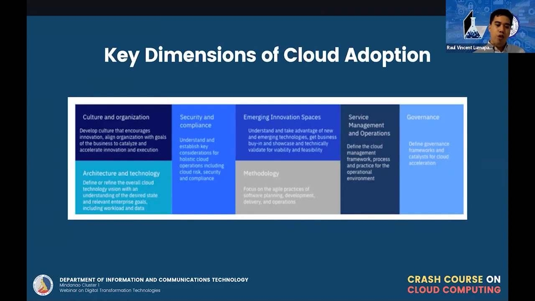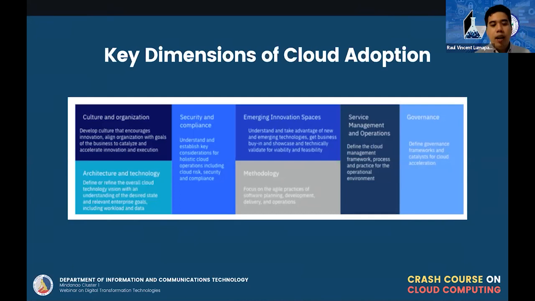Next, emerging innovation spaces. Understand and take advantage of new and emerging technology. Get business buy-in and showcase and technically validate for viability and feasibility. Our technology nowadays is fast moving. It's improving at a fast rate. Pero nag-plateau na daw, in terms of our technological improvement, but it's still rapidly changing. Our iPhone changes every year. You need to really have buy-in from the organization that this technology would help out productivity and efficiency.